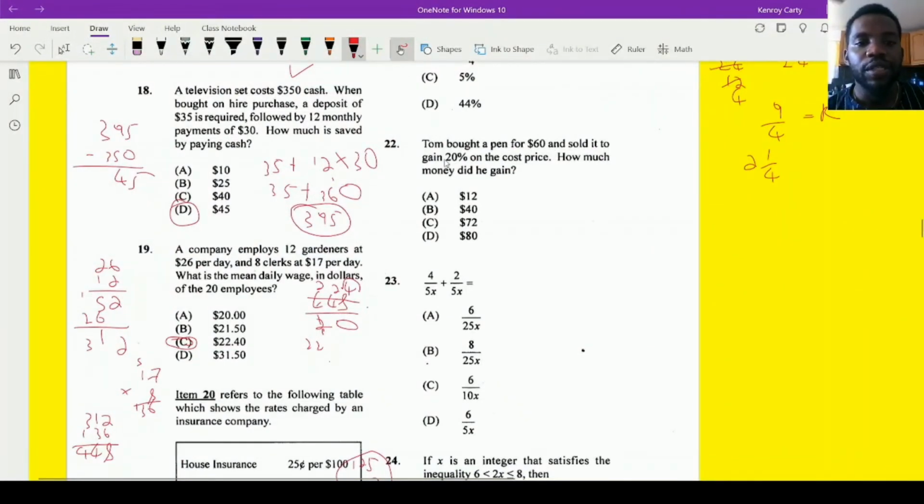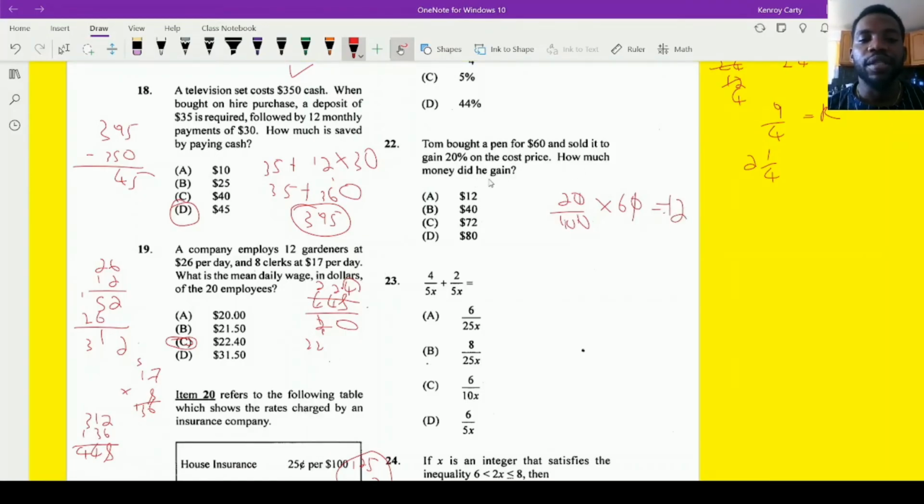All right, question 22 says Tom bought a pen for $60 and sold it to gain 20% on the cost price. How much money did he gain? All right, so he bought it for this. He wants to gain a profit of 20%. So we simply just find 20% of the cost price, which is 20 over 100 times 60. Now, working the zeros, that's going to give me 12.